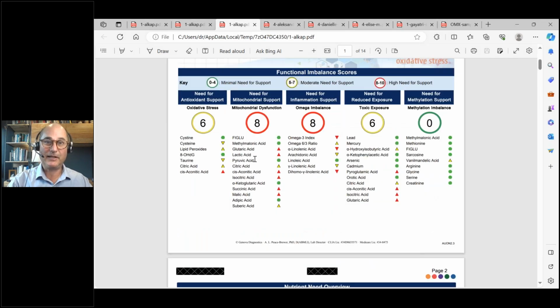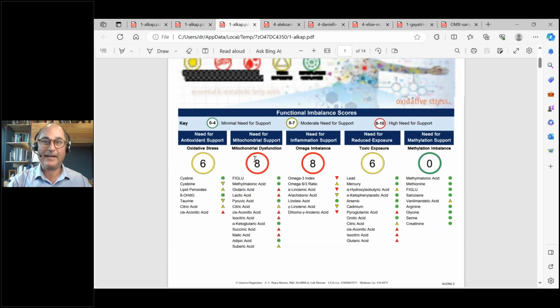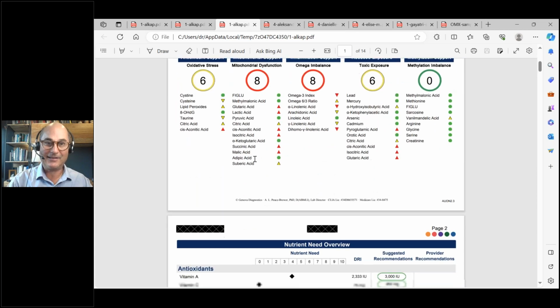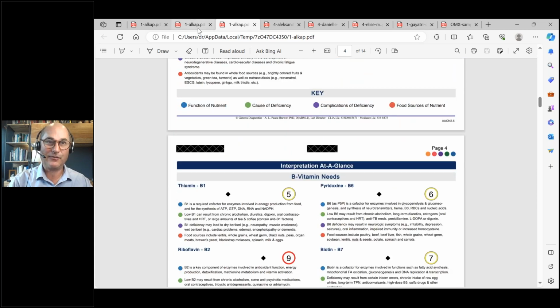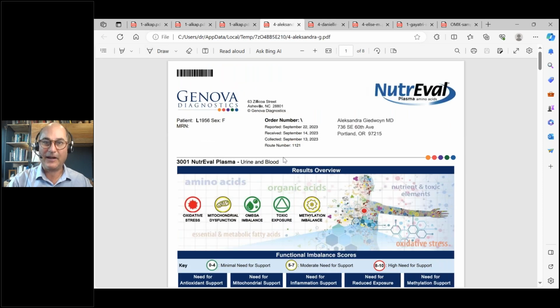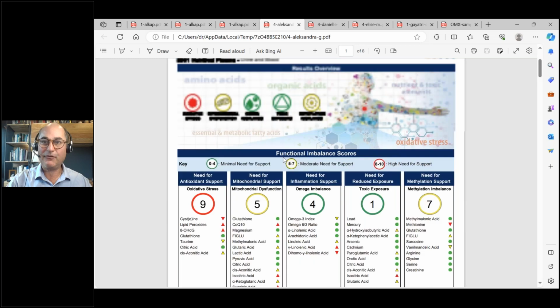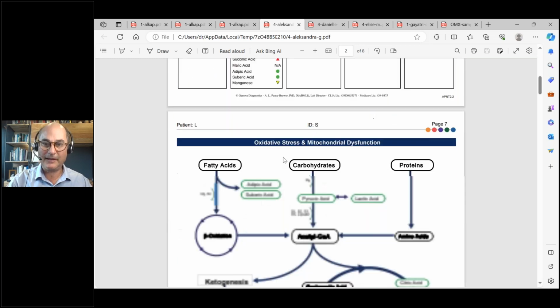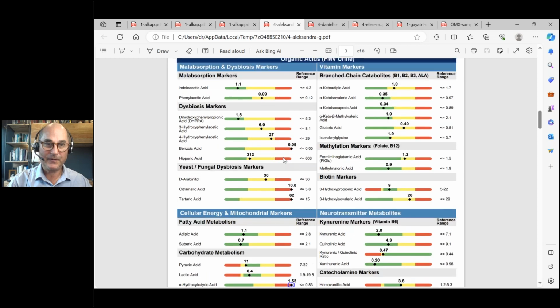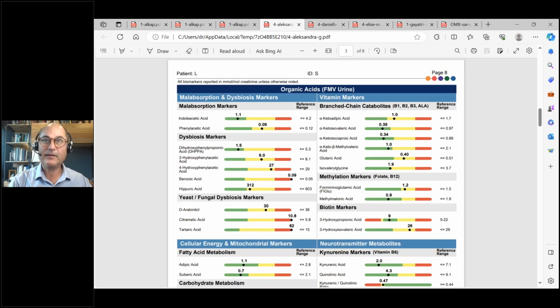And let's look at another one here. This is a metabolomics from Genova, also has organic acids on it. Oh, that's not a well formatted one, sorry. Hang on a second, let me find a better one. Here we go, Nutraval, again from Genova, similar to the metabolomics. And you look at the section here, and let me show you the polyphenol markers on here.